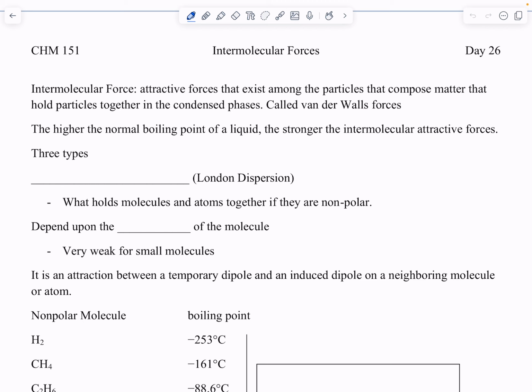Because when hydrogen is bonded to oxygen, that's an intramolecular bond. These are forces between two water molecules, or two molecules of sugar, or two molecules of propane, or two atoms of xenon. And the first one is a dispersion force.